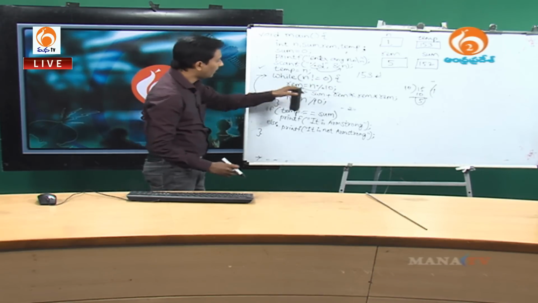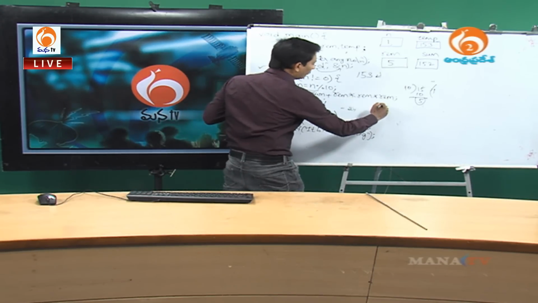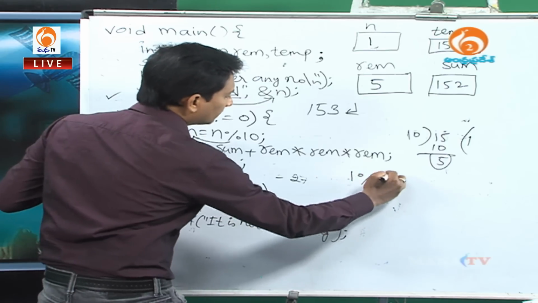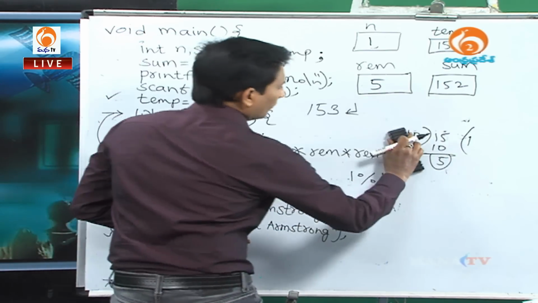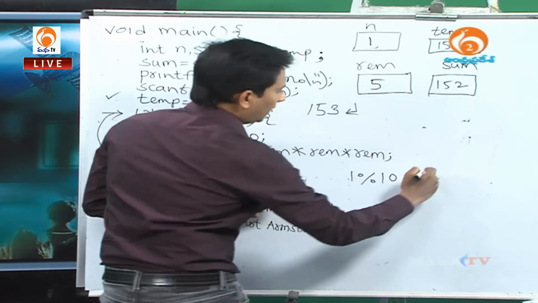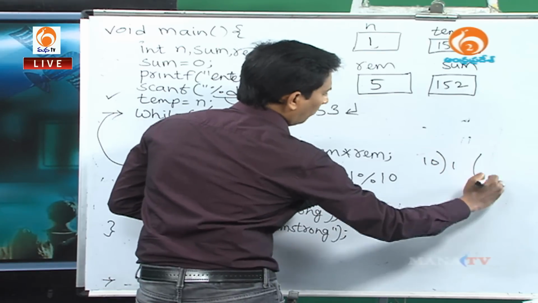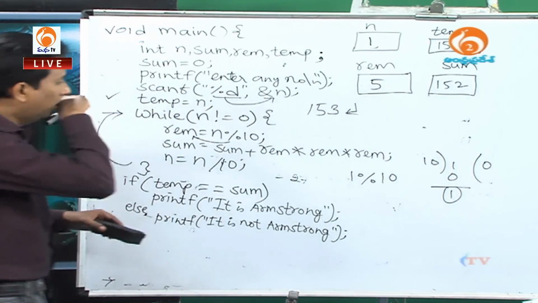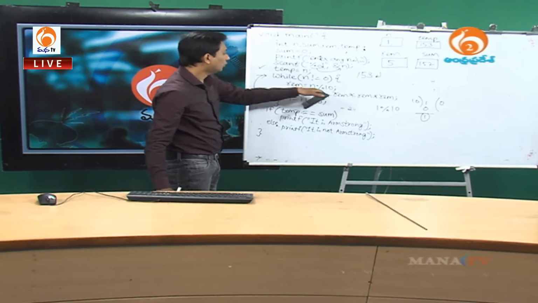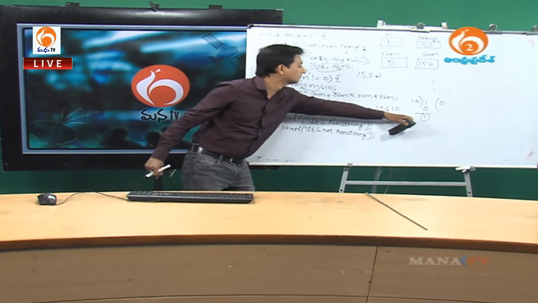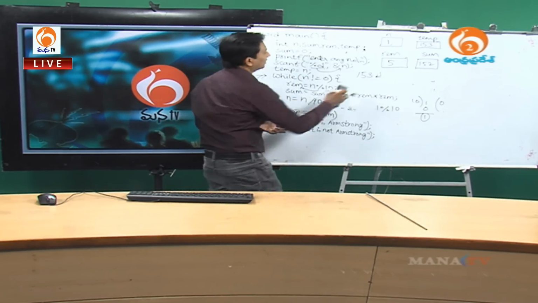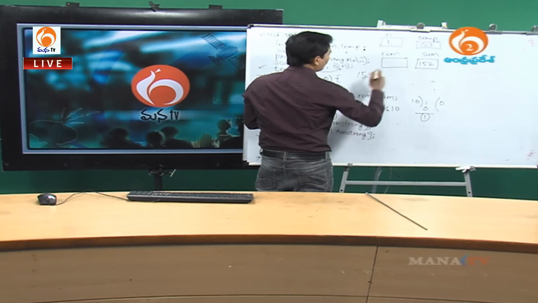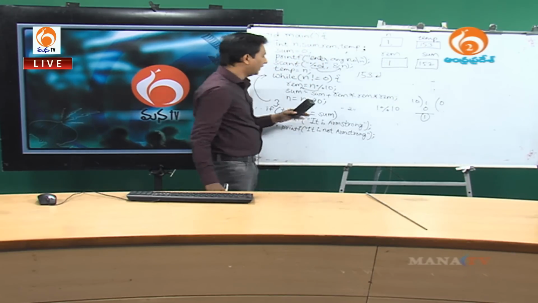Remainder equals n modulo 10. N here is 1, so 1 modulo 10. We will get the remainder 1 here. So 1 is stored into remainder.